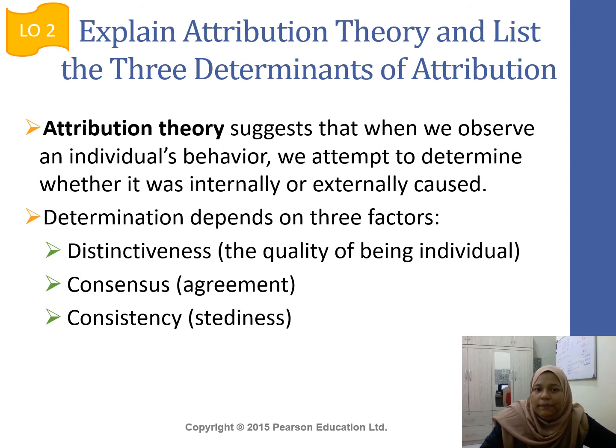Attribution theory suggests that we observe individuals' behavior and attempt to determine whether it was internally or externally caused. The determination depends on three factors: distinctiveness, the quality of being an individual; consensus, the agreement; and consistency, which is the steadiness. These three factors will determine our observations towards someone.